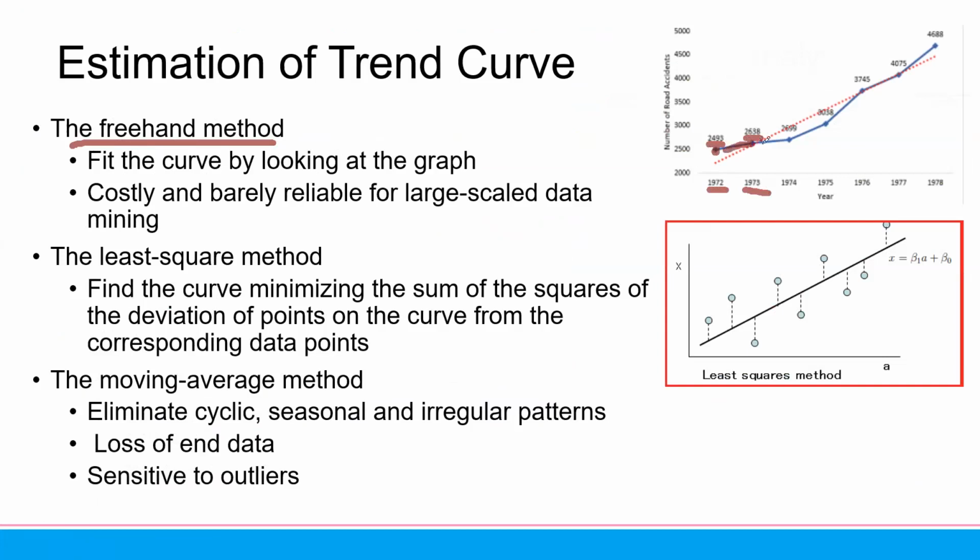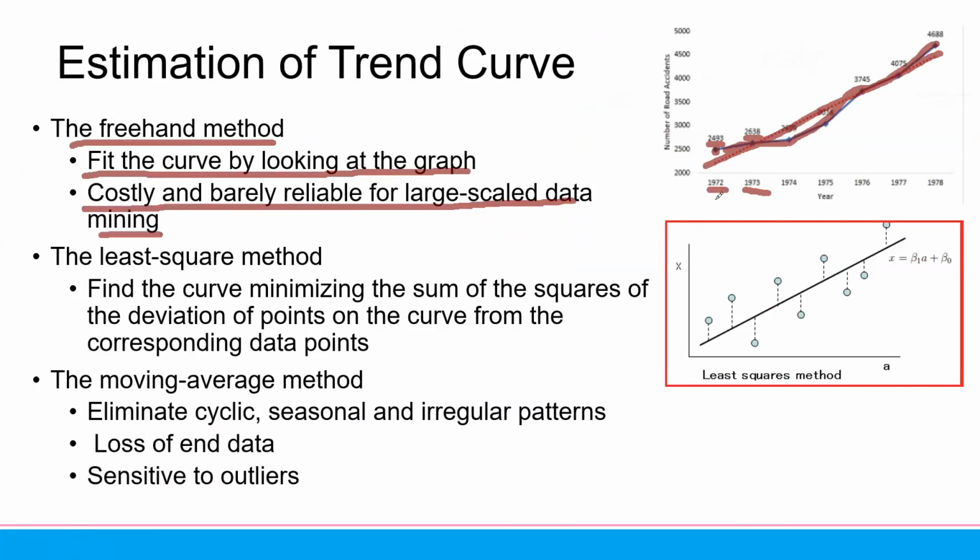So I can do a plot like this one. And then with the freehand method, I'm just fitting the curve by looking at the graph. Okay, I know the graph is going up like this one, then I can just make the line like this. So the freehand method is based on my subjective analysis. It is costly and barely reliable for large-scale data mining.